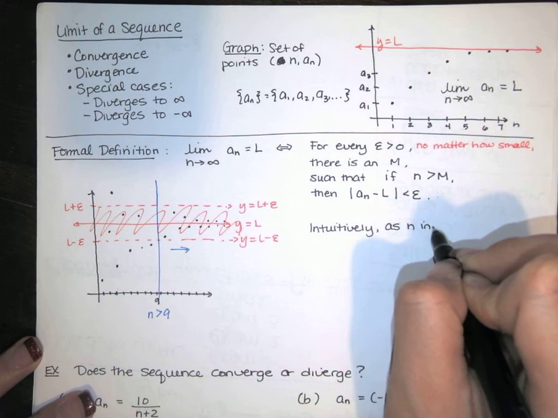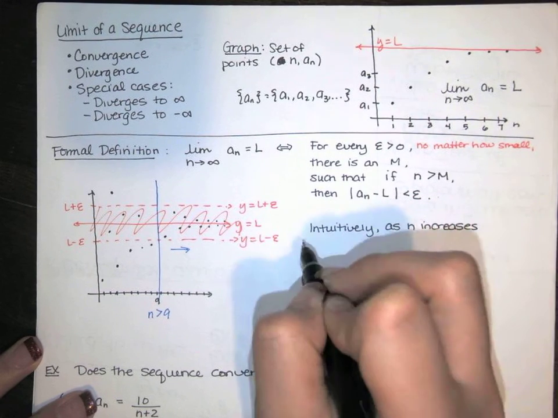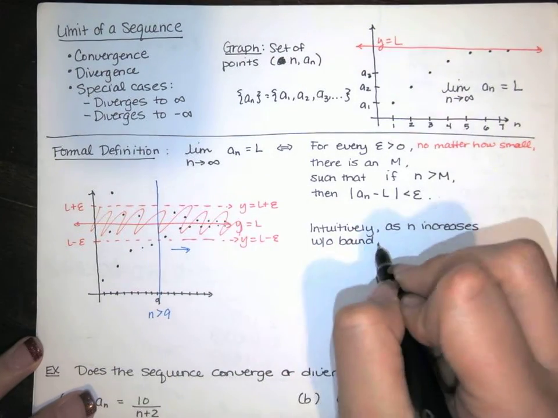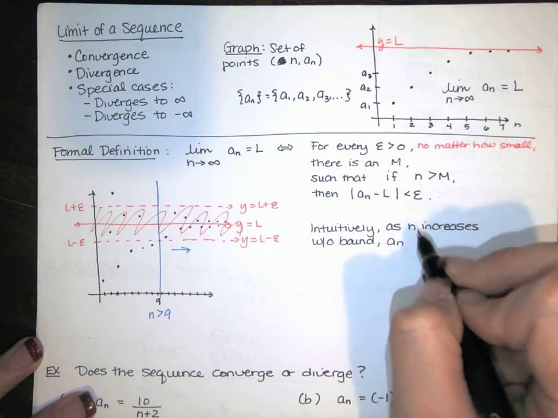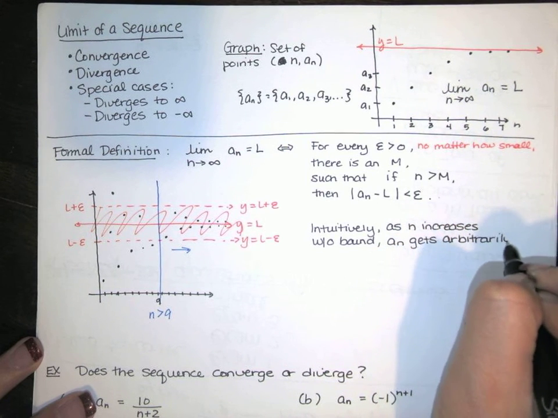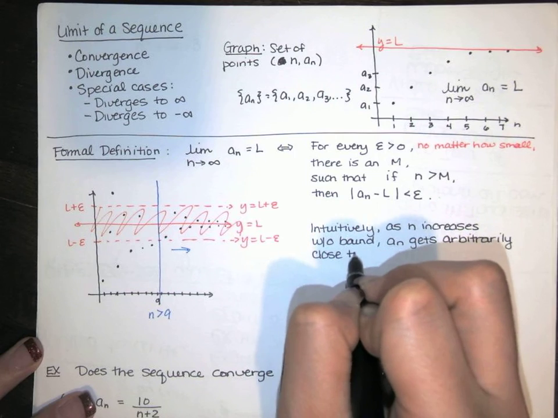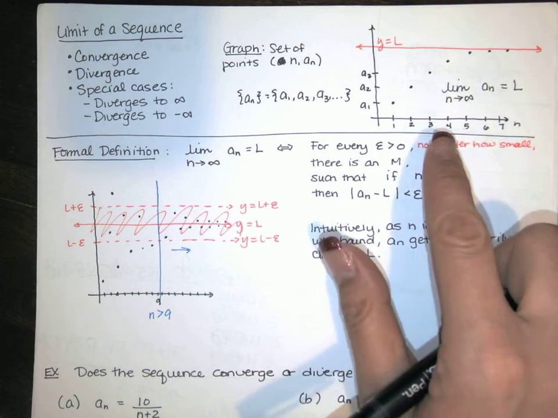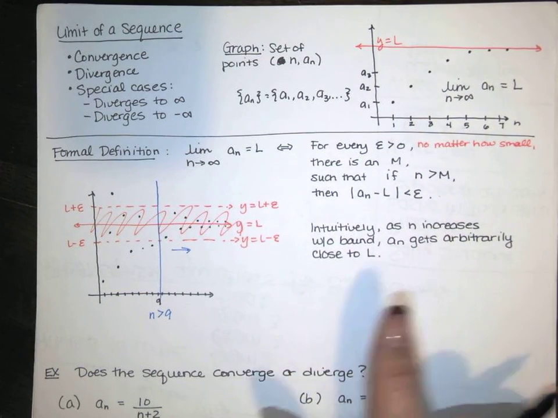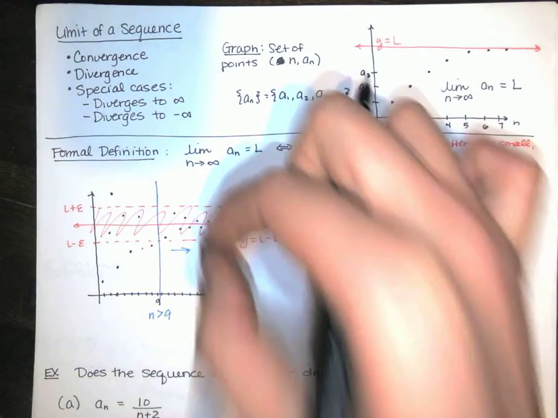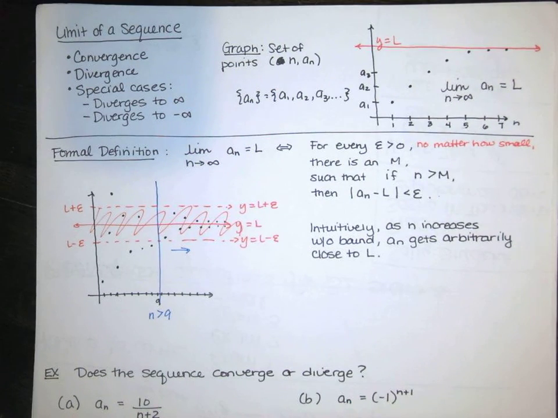As n increases without bound, so n gets larger and larger and larger, a sub n gets arbitrarily close to L. So we can make the values of a sub n as close as we want to L, by letting n get large enough. And when we say as close as we want, you say how close? It's epsilon close. It's within this epsilon interval around L.